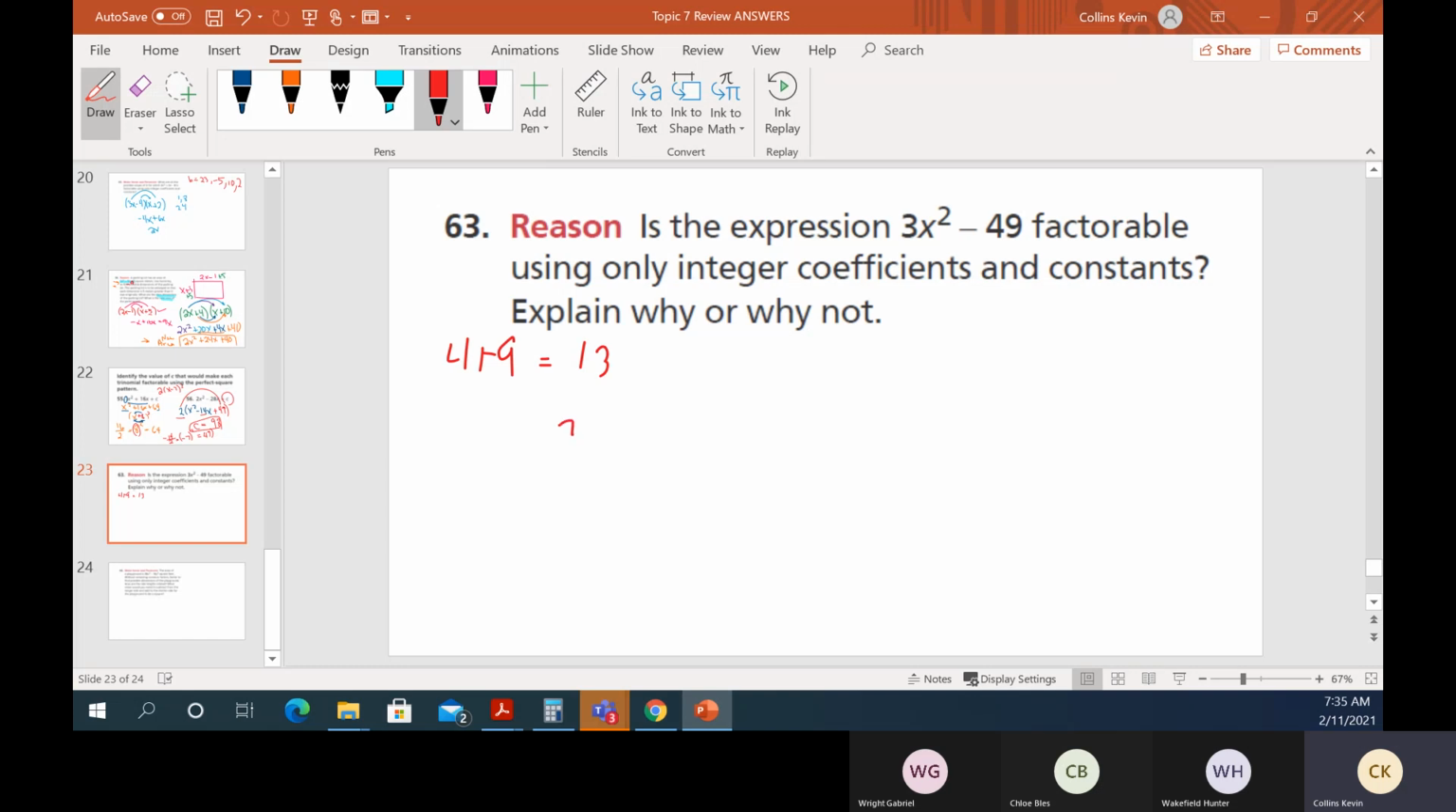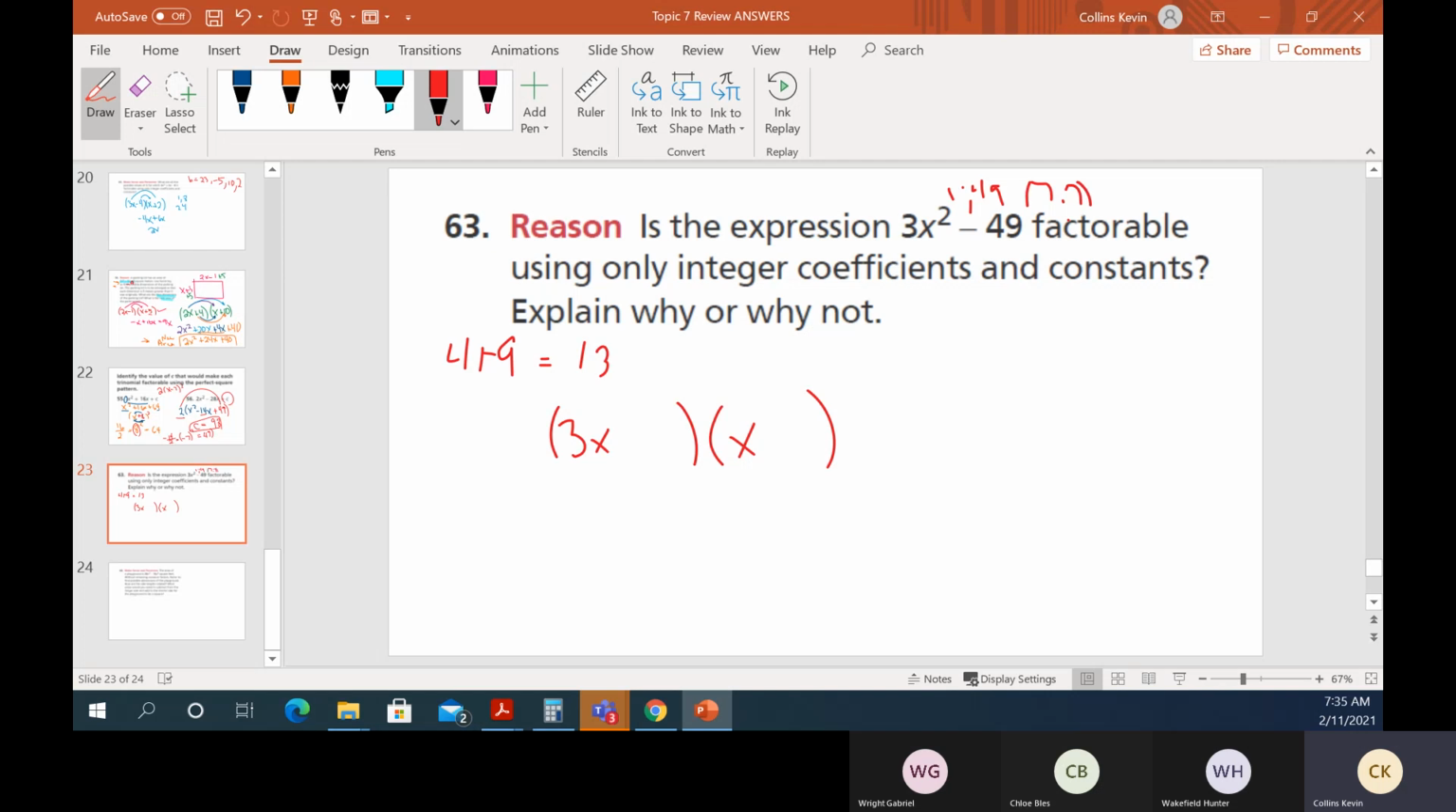So the other possibility is I'm going to have a 3x here and an x here. Okay? So one's going to be plus and one's going to be minus, right? So the only factors for 49 are 1 and 49, which I don't think is going to give us a 0 in the middle. And the other one is 7 and 7. Okay, so those guys are the same.